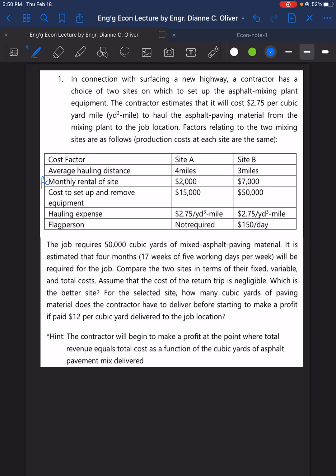Now, the cost to set up and remove equipment. For site A we have $15 and for site B it is $50. From the first look of it, this is more expensive than this portion here. And again, the cost to set up and remove equipment is a fixed cost, because it does not imply whether it is per month or per yard. Then we have the hauling expense of $2.75 per cubic yard mile at each site. So whichever site it is, the hauling expense is the same, which is $2.75 per cubic yard mile.